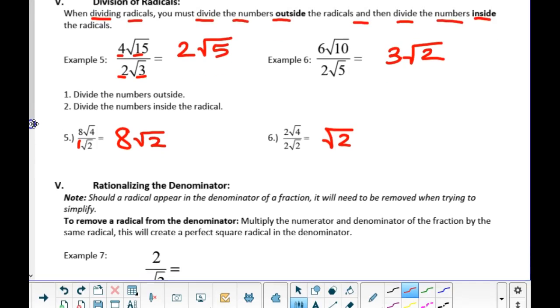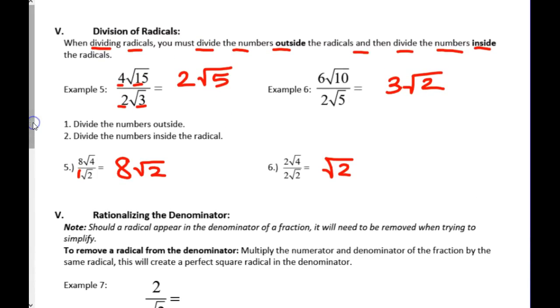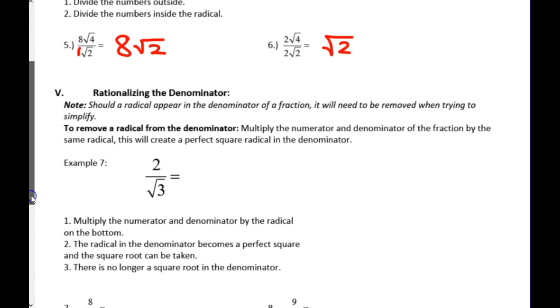So, here's what I'm going to do. I'm going to get rid of this equal sign for a second. What I'm going to do is, on the bottom, to get rid of a square root of 3, I'm going to put times square root of 3.